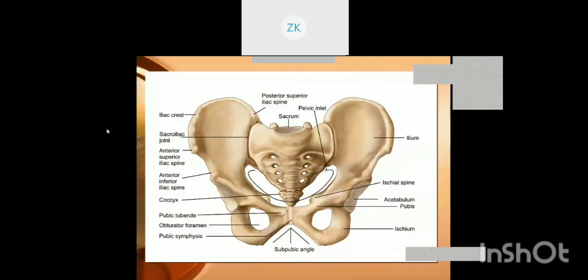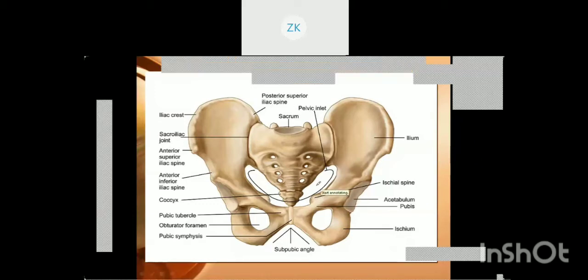Let me show you here. The tuberosity, you cannot see here, but it will be somewhere here, on the inside. And here we have the tubercle. So it is through this ischial spine that we measure the station of the head, right? When we are doing pelvic examination, PV. So this is the ischial spine.